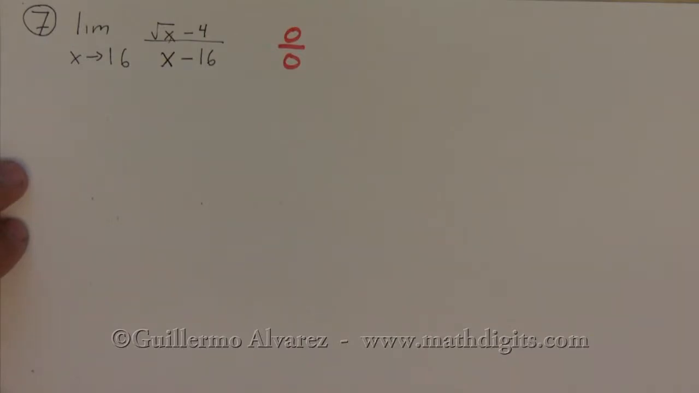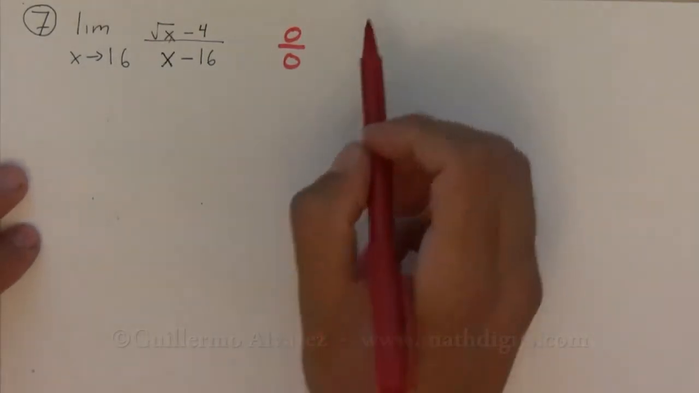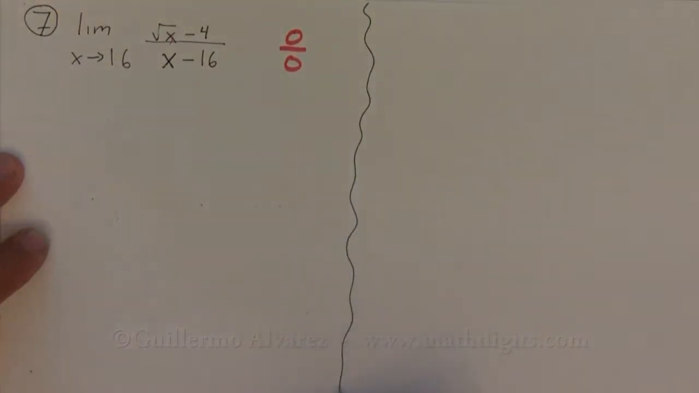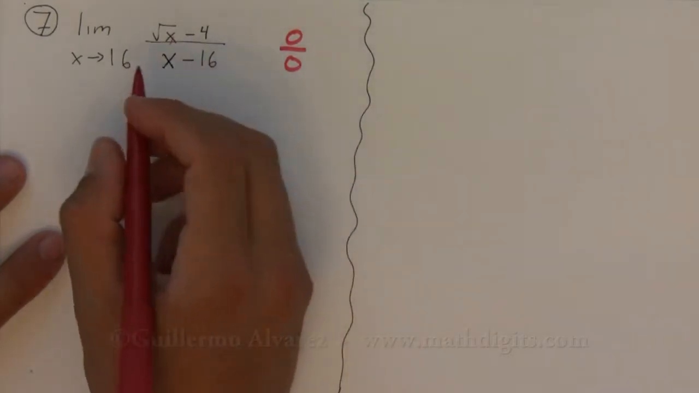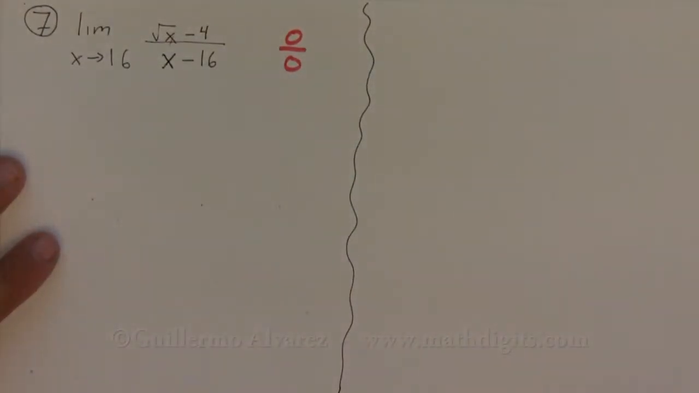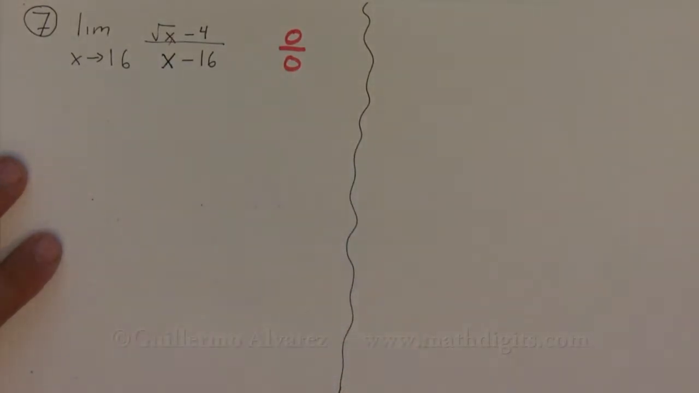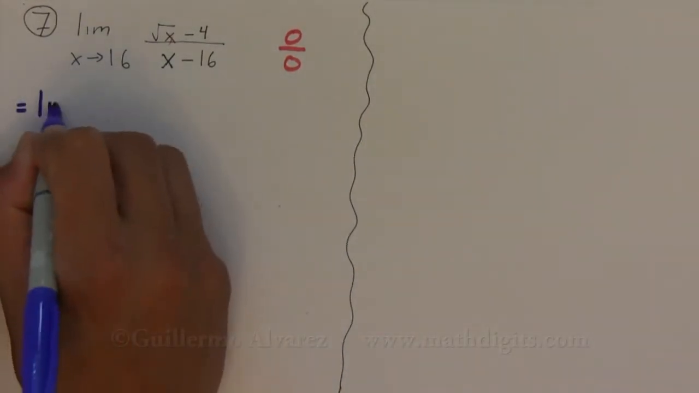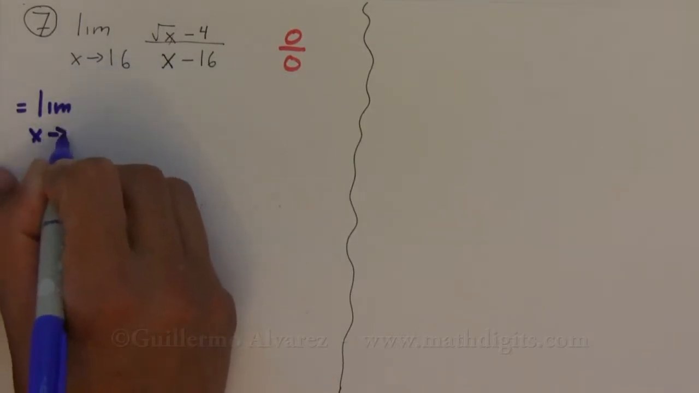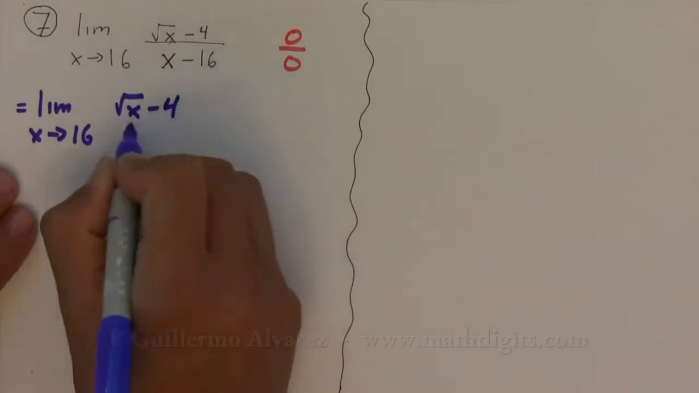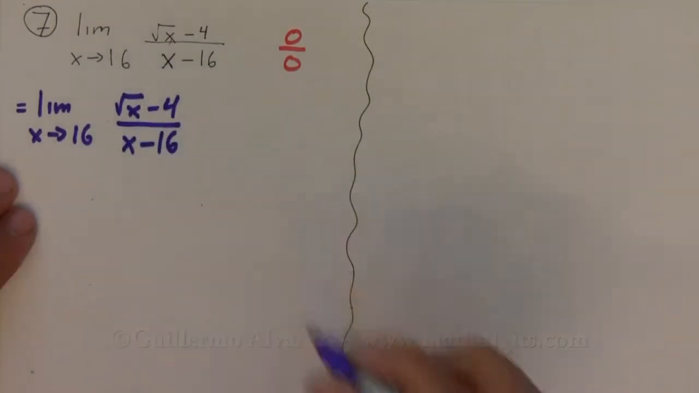In this case, there are two approaches to this. I'm going to show you both, and then you can decide which one you prefer. Let's try multiplying by the conjugate first. So I'm going to rewrite this. I have the limit as x approaches 16 of the square root of x minus 4 over x minus 16.